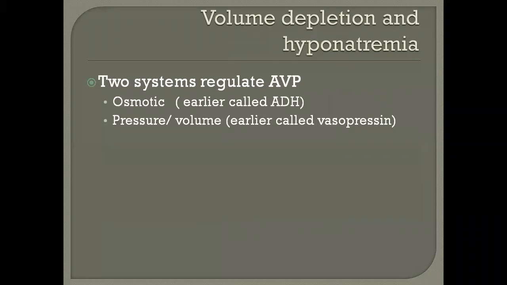So this slide is from the previous discussion which we had on diabetes insipidus. There are two systems which regulate AVP. One is the osmotic system, and the other is the pressure-volume system. In fact, earlier it was thought that there are two different hormones. There is something called antidiuretic hormone, which responds to changes in osmotic values in the blood, that is osmolality. And you have vasopressin, which responds to changes in blood pressure or blood volume.